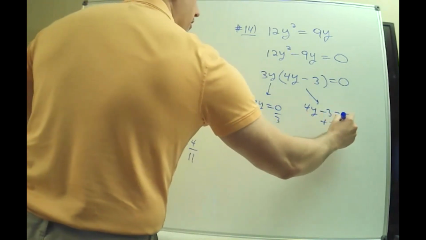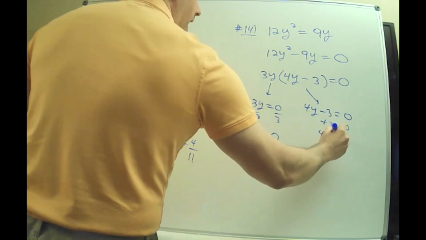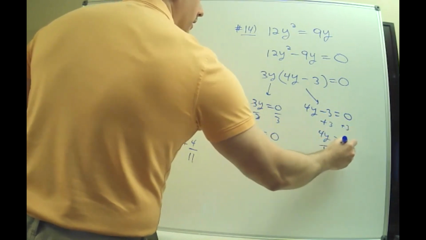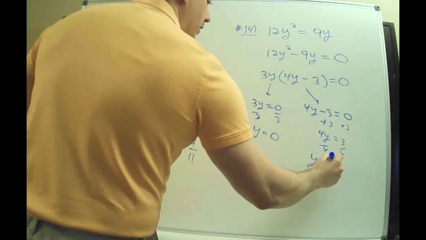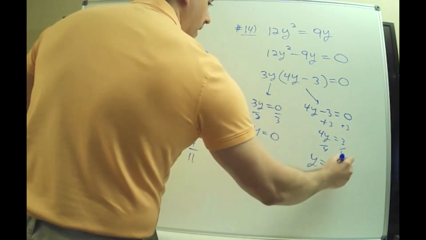Here you're going to add 3. So you get 4y equals 3. Now divide by the 4. It's over. You get y equals 3 over 4. These are the two answers that you get.